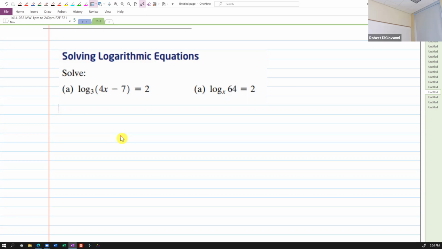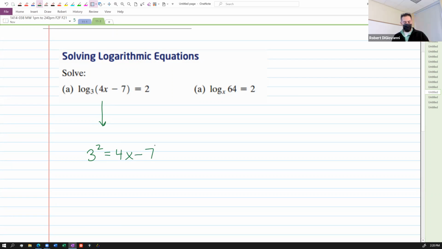Any ideas here? I didn't give you any examples. I just want to see if you could maybe figure this out. I think I got it, but I'm seriously worried that I got it so quickly. Okay, so what did you do, Carissa, for the first one? I changed it to the exponential form. I set the 3 to the power of 2 equal to 4x minus 7. There you go. Yes, exactly.